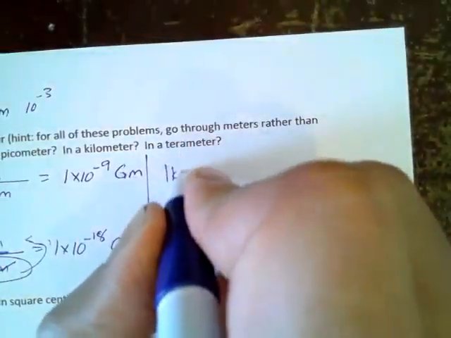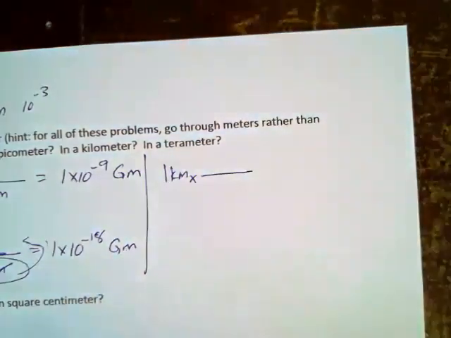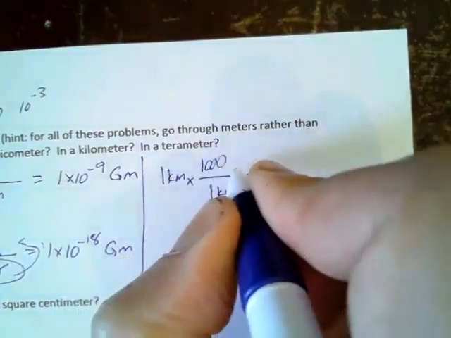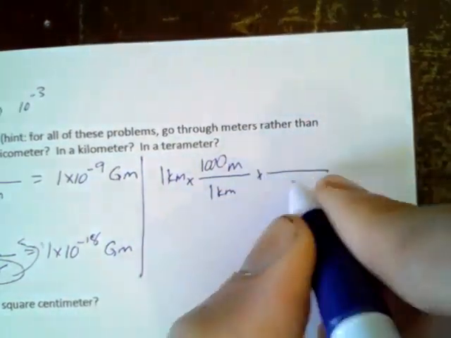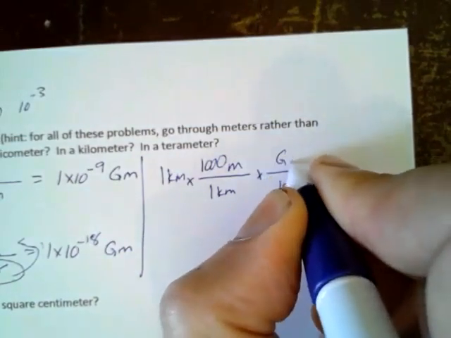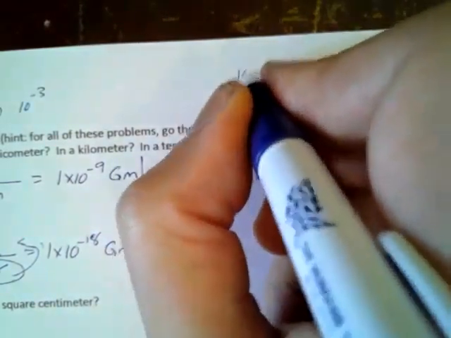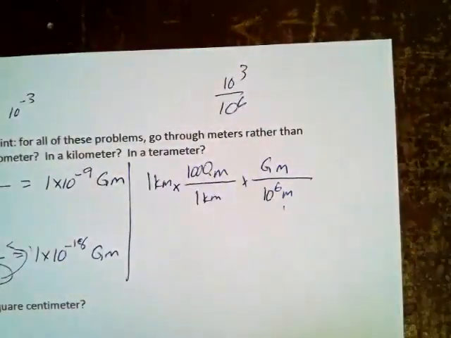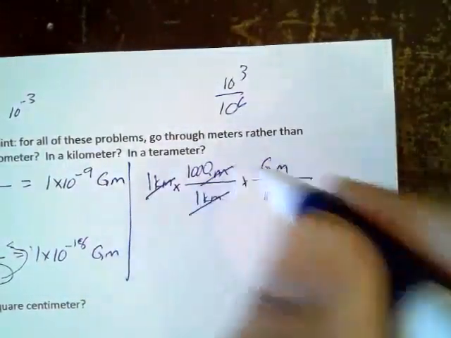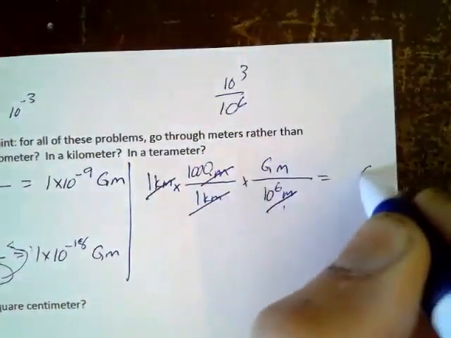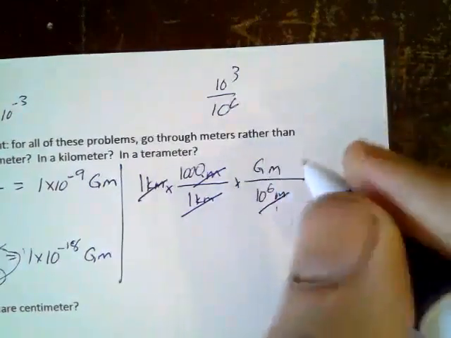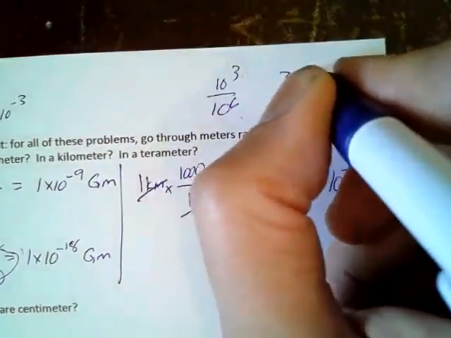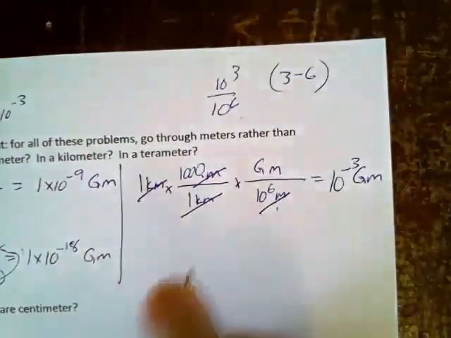Next one, 1 kilometer converted into gigameters. 1 kilometer has 1,000 meters, and there are 10 to the 6th meters in a gigameter. So now we'd have 10 to the 3rd divided by 10 to the 6th, essentially. Kilometers cancels kilometers, meters cancels meters. We are going to be left with an answer in gigameters. 10 to the 3rd divided by 10 to the 6th is 10 to the negative 3rd. 3 minus 6 would be the exponent.